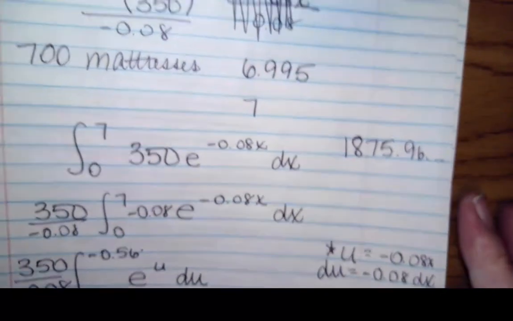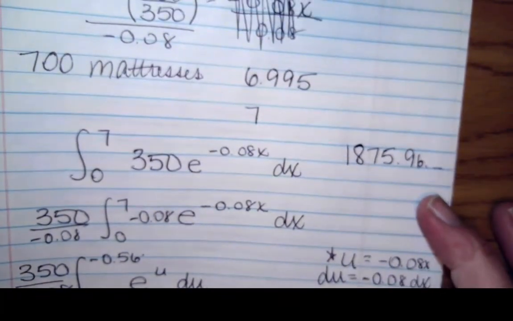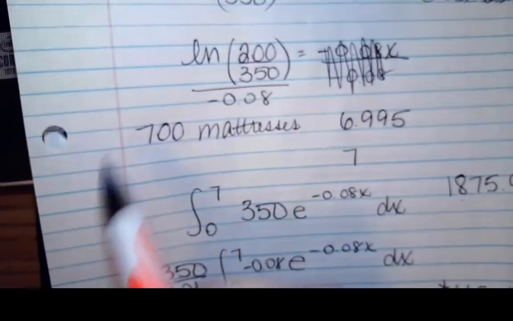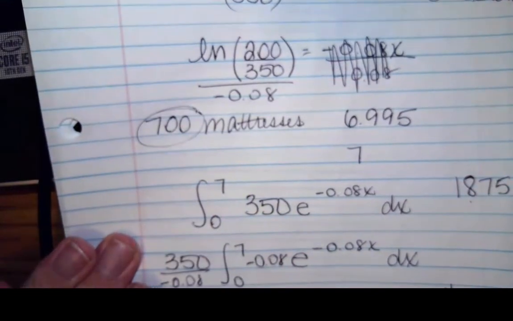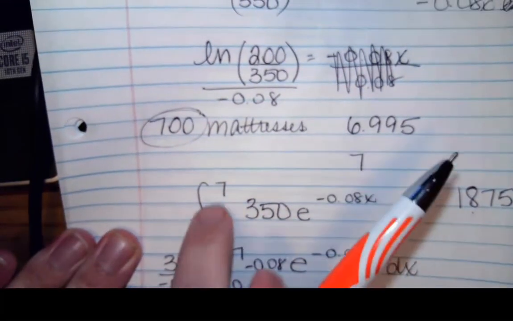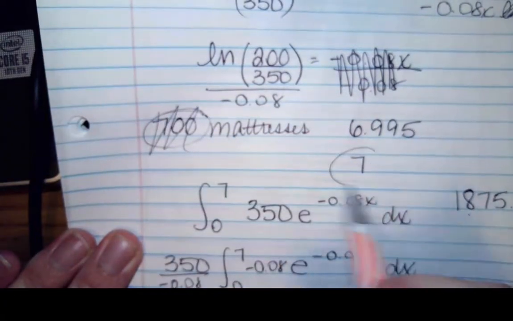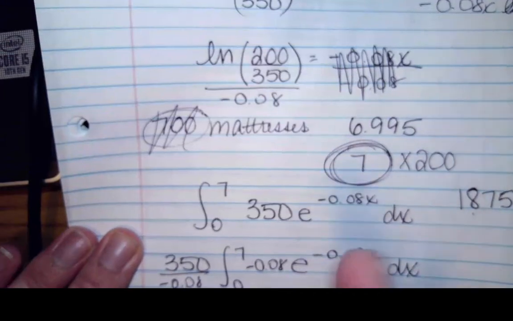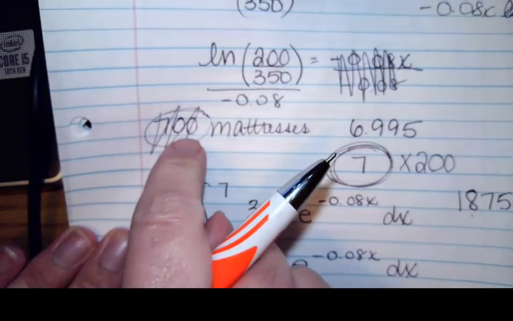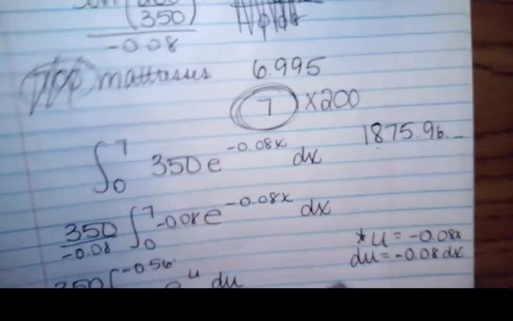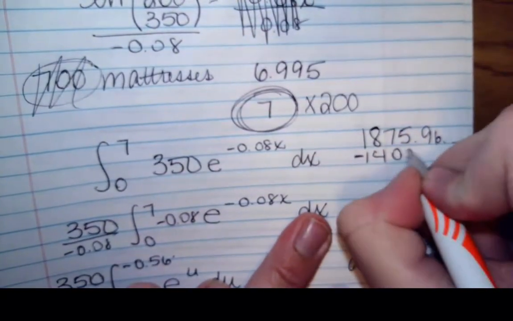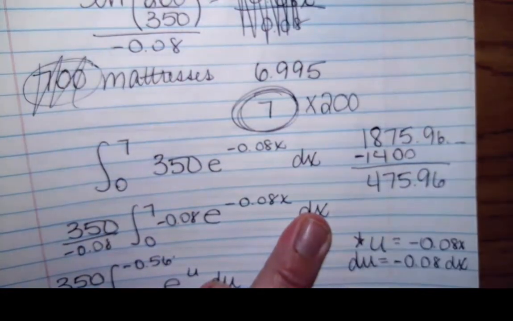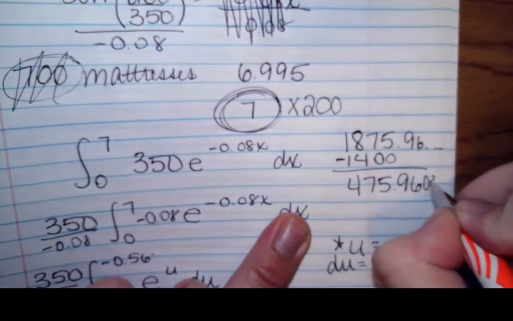But remember, we've got to subtract stuff off. So what are we subtracting off? We're subtracting off 1,400. We had 700 mattresses, I'm sorry, but we're in terms of 7. That was going to be way too big. So we're multiplying 7 times 200 for the price. Because we're in terms of 100, I'm not going to multiply by 700. This is already recognizing we're in terms of 100. So I'm going to subtract off 1,400, and that's going to give me 475.96 and more digits.